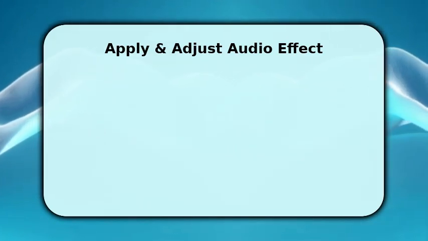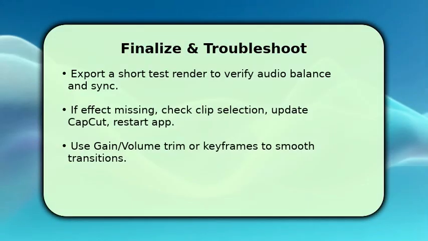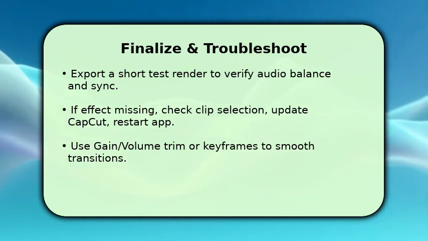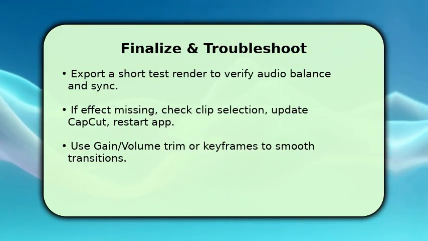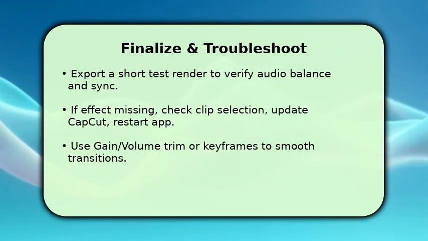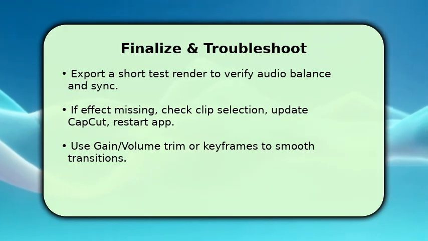You finish by fine-tuning volume, using keyframes for smooth transitions, and exporting a short test render to confirm balance and sync. If an effect doesn't appear, make sure the clip is selected, check that you applied the preset to the clip, not the track, and restart Capcut. Also update the app if necessary.